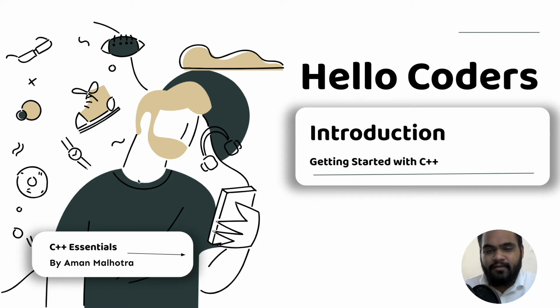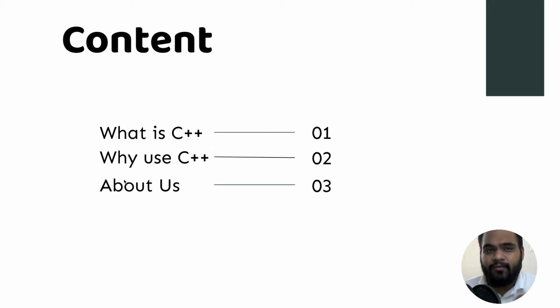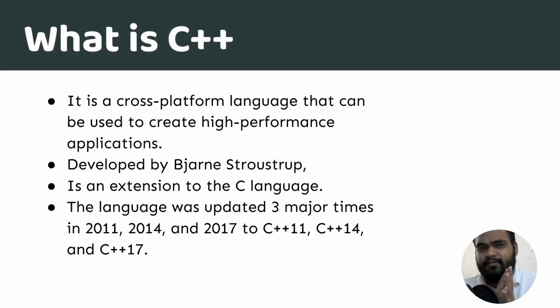So the first thing that we're going to understand is what is C++ and what we have in the content of this video. So let's start with the first one. What is C++? It's a cross-platform language that can be used to create high-performance applications. When I say cross-platform, it means you can deploy it on Android, Windows, Mac, you can deploy it probably anywhere.